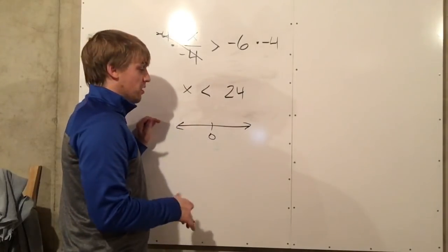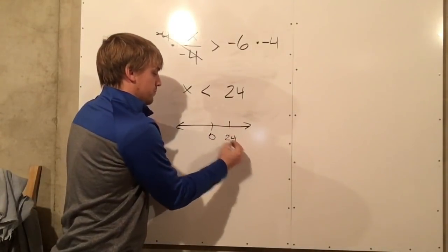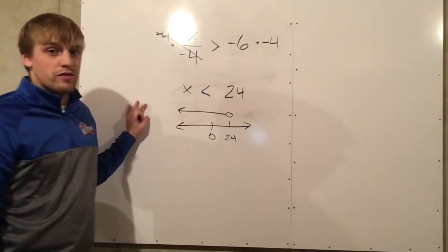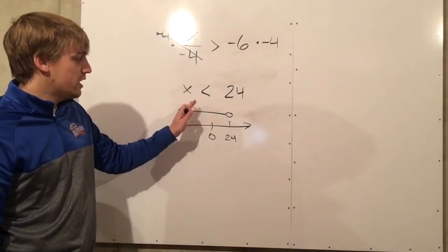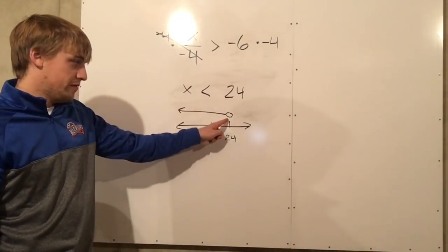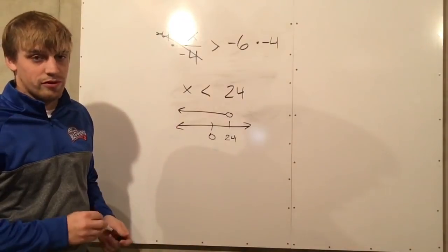Since it's an inequality, we're going to graph it. Graph should look like that. Shows that any x could be any number less than 24. It's not filled in because x cannot be 24.